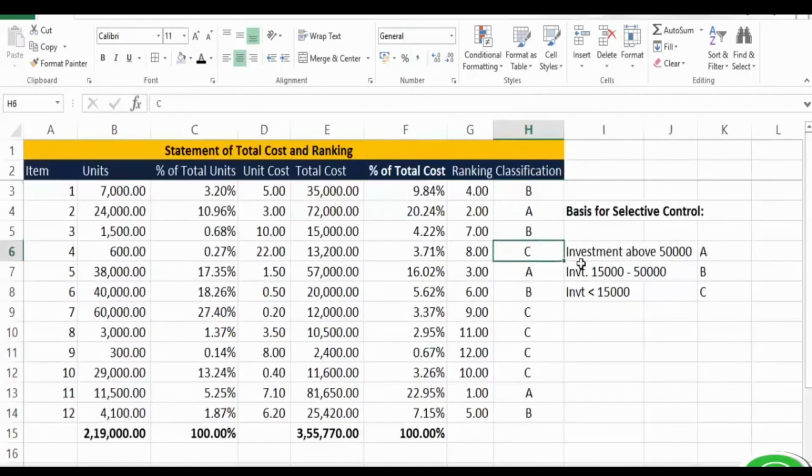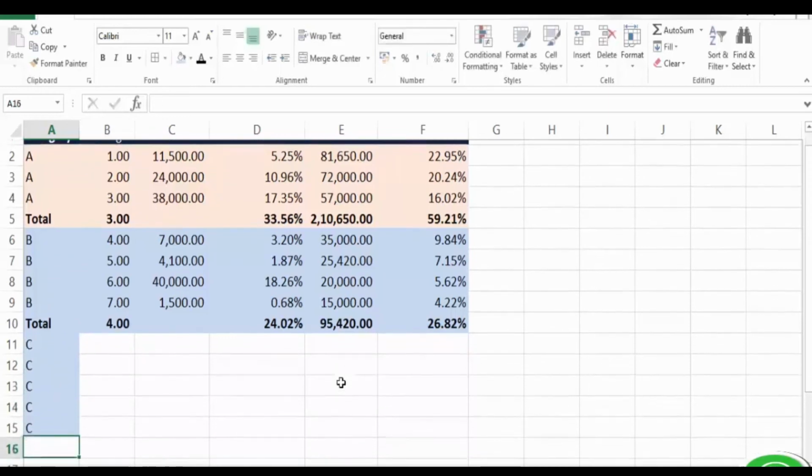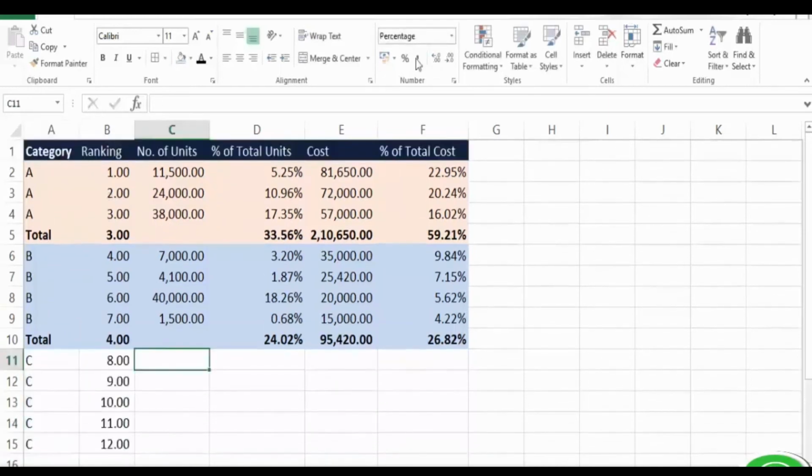So how many items are under category C? We have 1, 2, 3, 4, 5. 5 are under category C, and we have covered up to 7, so the balance 8, 9, 10, 11, 12 are supposed to be under category C. So we'll mark it as C. So based on ranking, let us pick up the respective number of units.